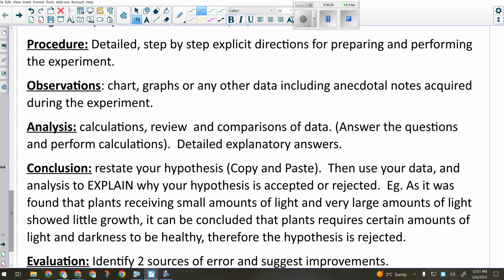Okay, so A was water, and B was hydrochloric acid, and so on. Okay, that'll be my analysis. So they could be calculations, review and comparisons of data, answer questions, perform calculations, and give detailed explanatory answers.